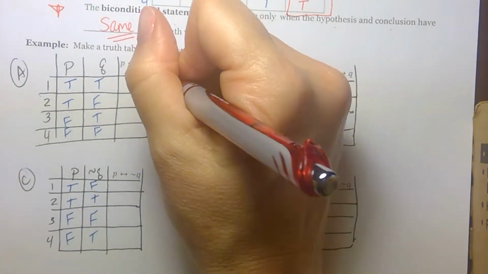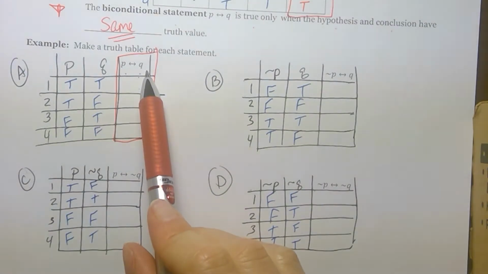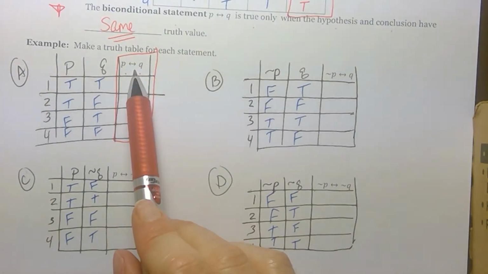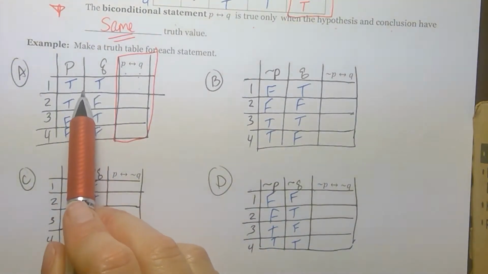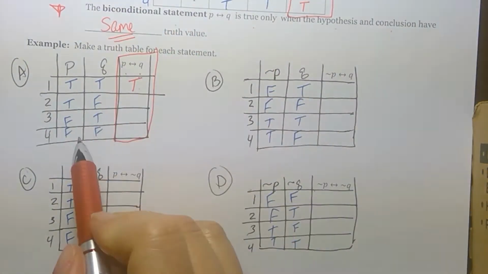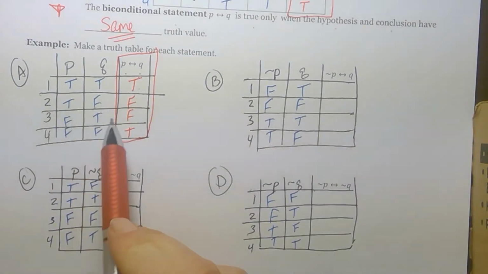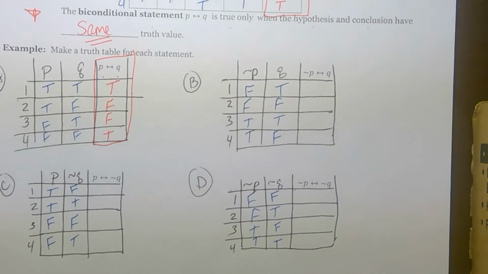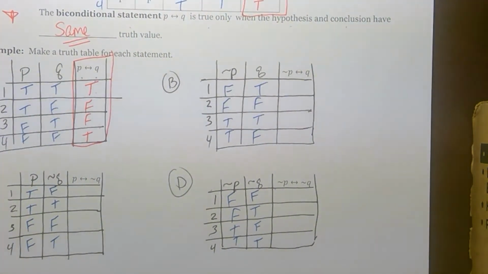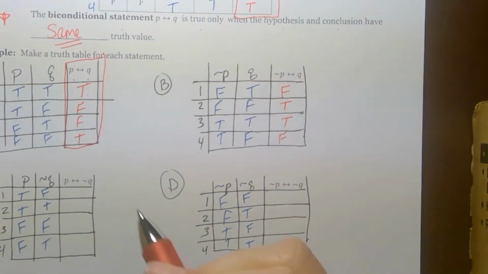Now, let's look at our statements here. P if and only if Q. This is a biconditional because of the double-ended arrow. It is true when the truth values match. So it's true when both of the statements I'm interested in are true, and it's true when both of the statements I'm interested in are false. If it's one true, one false, the biconditional is false. Evaluate the other 3 truth tables the same way. You're looking for the cases where the truth values match.